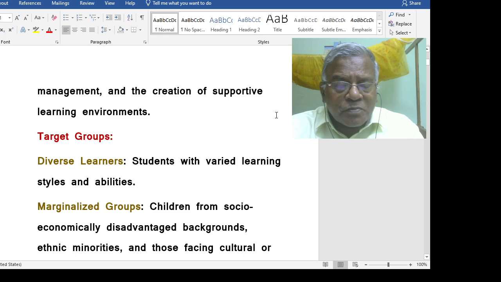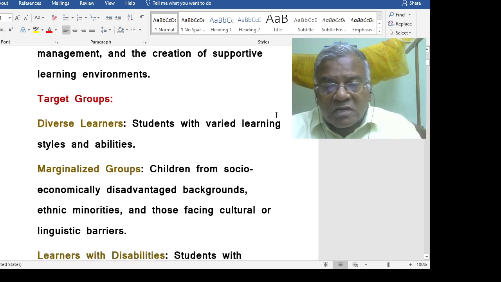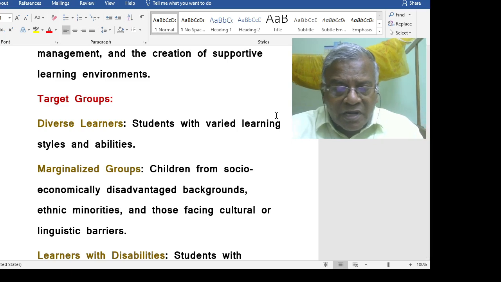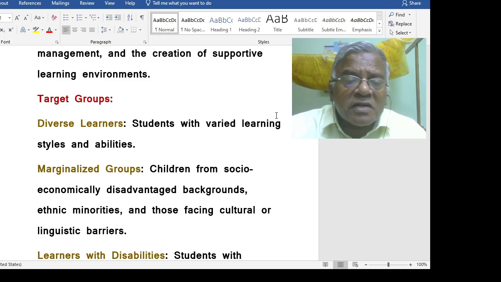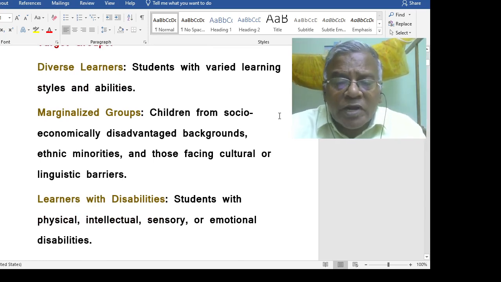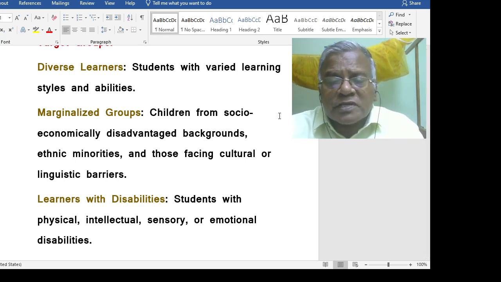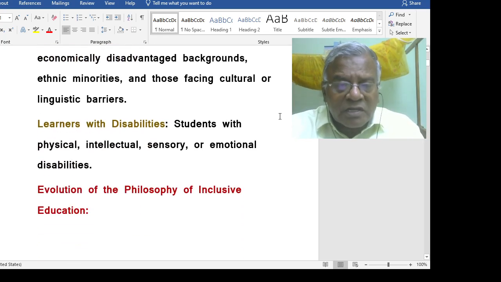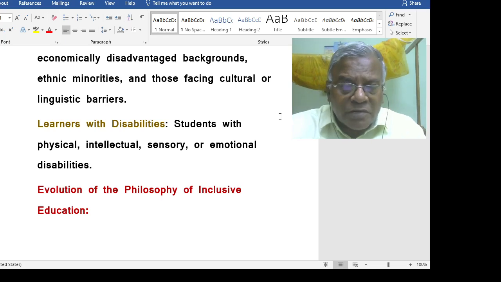Who are the target groups in inclusive education? Diverse learners, students with varied learning styles and abilities. They have different types of learning, problems in mathematics, problems in language, so students with varied learning styles and abilities. Then marginalized groups, children from socio-economically disadvantaged backgrounds, ethnic minorities and those facing cultural or linguistic barriers. So marginalized groups, they also are included in inclusive education. Then learners with disabilities, students with physical, intellectual, sensory or emotional disabilities.